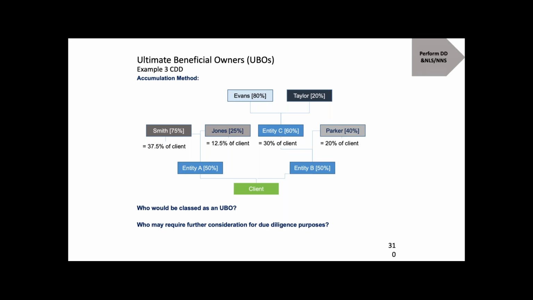20%? Now let's go to Evans. How much does Evans own? 24%. Because it's 80% of the 30. So that's 24%. And Taylor owns how much? 3%. No, that will leave 6. 6, absolutely.